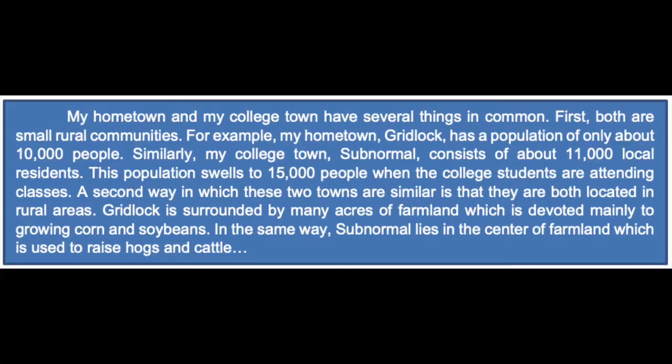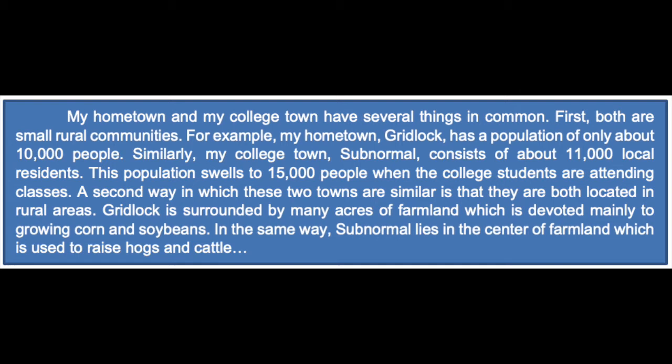Now let's have this as an example paragraph. My hometown and my college town have several things in common. First, both are small rural communities. For example, my hometown Gridlock has a population of only about 10,000 people. Similarly, my college town, Subnormal, consists of about 11,000 local residents.